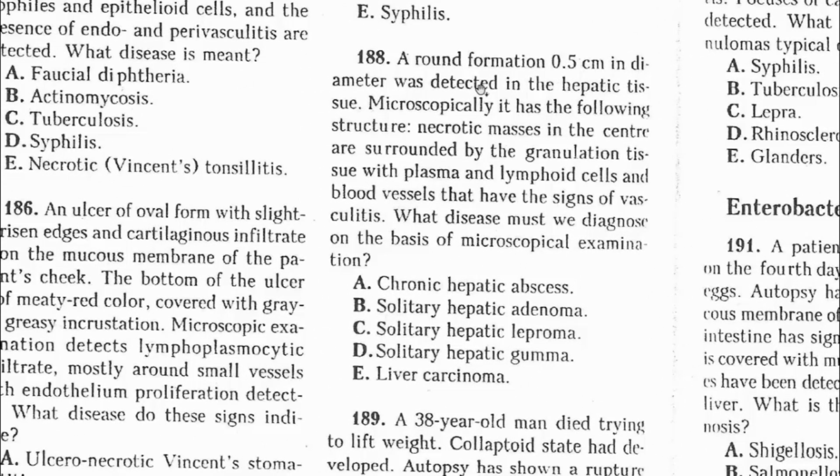Syphilis should be the most correct answer. Sometimes they are close. 88. A round formation 0.5 centimeters in diameter was detected in the hepatic tissue. Microscopically, it has the following structure. Necrotic masses in the center are surrounded by a granulation tissue with plasma and lymphoid cells and blood vessels that have the signs of vasculitis. What disease must we diagnose on the basis of microscopical examination?